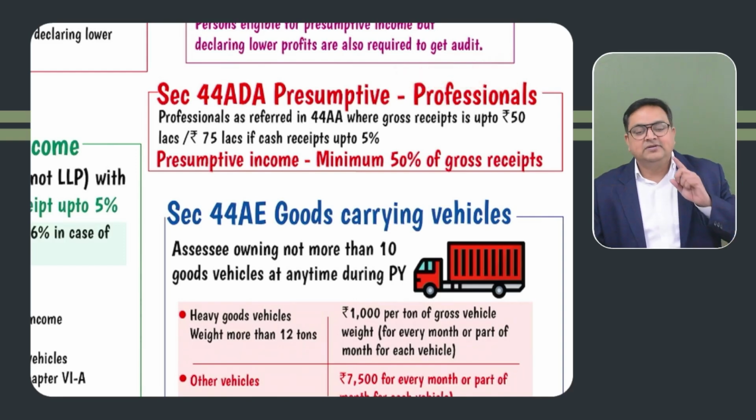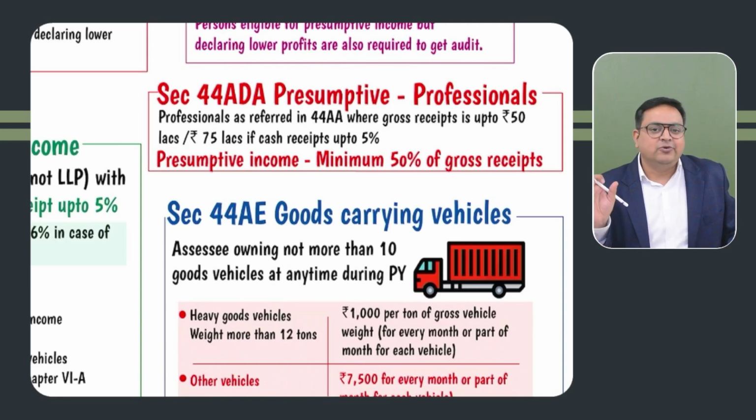Now there is a little amendment also. For some people, if the gross receipts exceed 50 lakh, but are up to 75 lakh, they are also eligible. The same condition: their cash receipts out of the total receipts should not be more than 5%. Then also they are eligible, right?